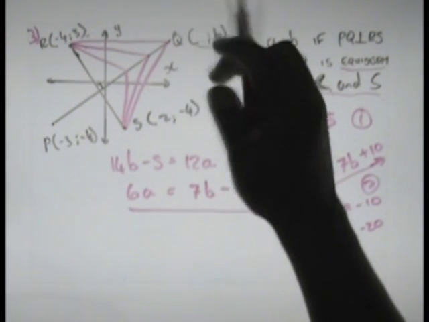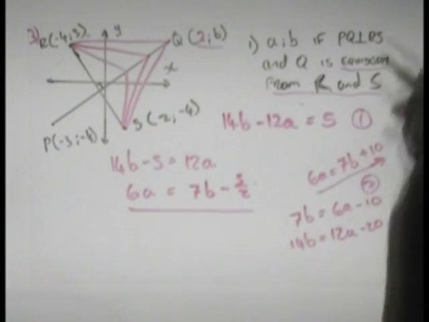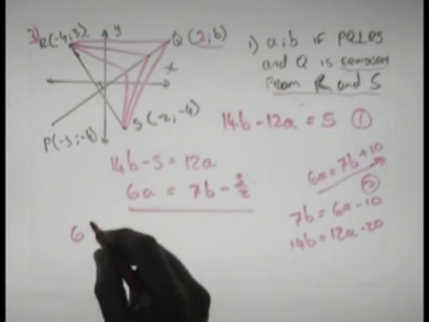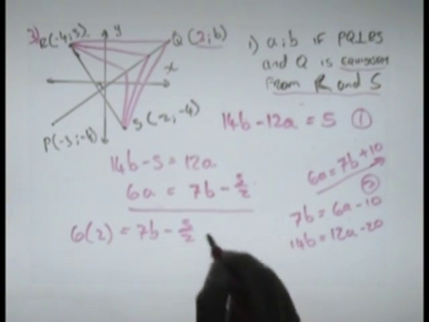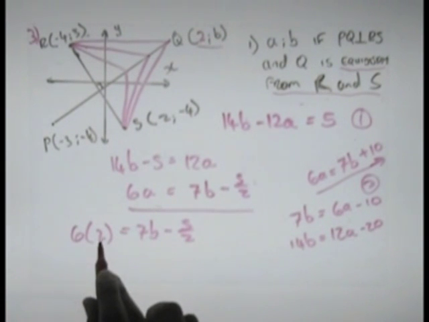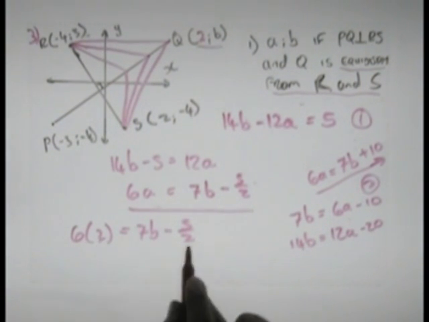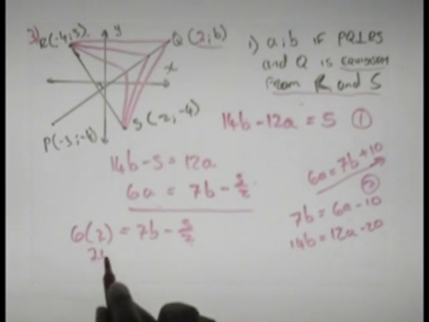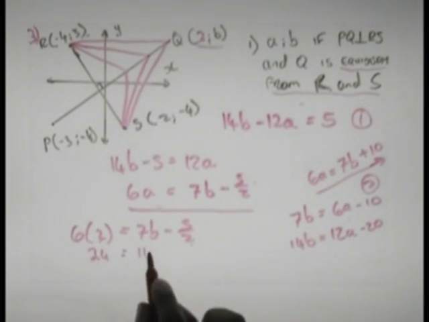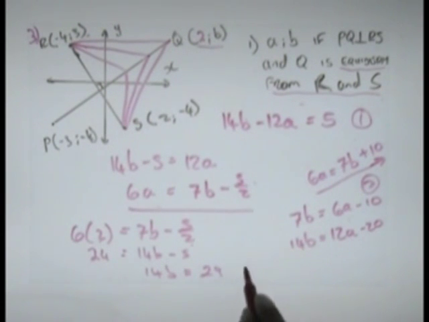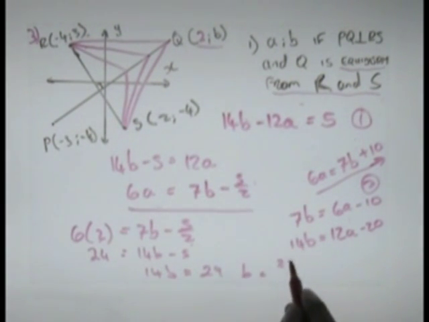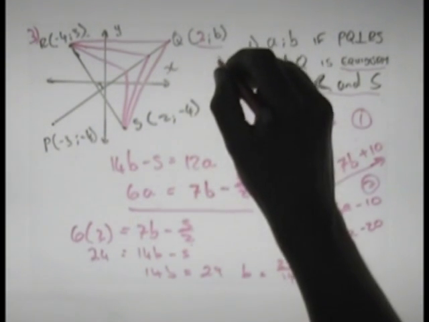Let's imagine that I had to tell you that the value of A was 2. You then substitute it in there. That means that we'll have 6 times 2 is equal to 7b minus 5 over 2. That means that 6 times 2 is 12, times 2 is 24, is equal to 7 times 2, which is 14b minus 5. That means that 14b is equal to 24 plus 5, which is 29, which means that b is equal to 29 over 14, almost equal to 2 as well, right?